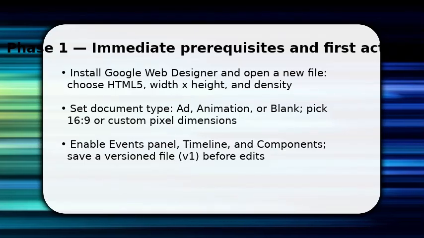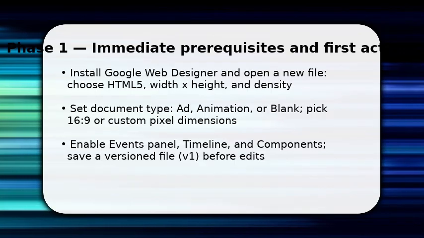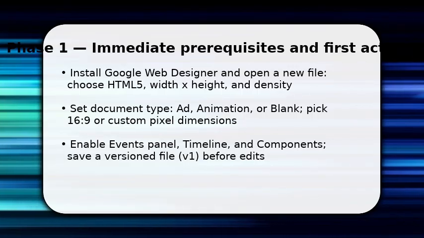You begin by creating the file and setting intent: ad, animation, or blank, so the canvas matches delivery. Pick exact dimensions and density, because export depends on pixels and aspect ratio. Once done, enable Timeline, Components, and Events panels to reveal the tools you will use. Make sure to save an initial version named V1 so you can revert.